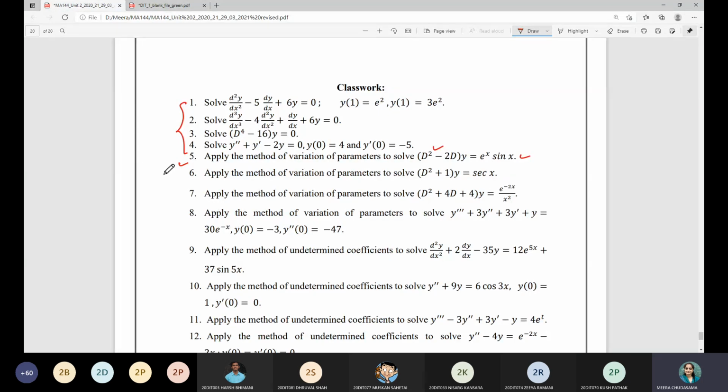I am giving you this as homework. Please try to solve this one. D square plus 1 y, where the right hand side function is sec x. Okay. Then we'll do these 2 examples in the next class. If you are not getting this, let me know.